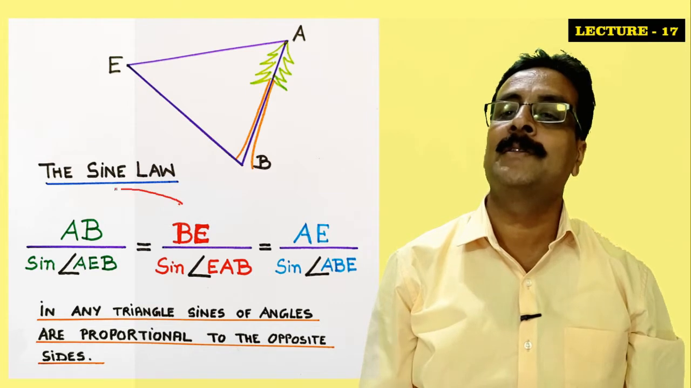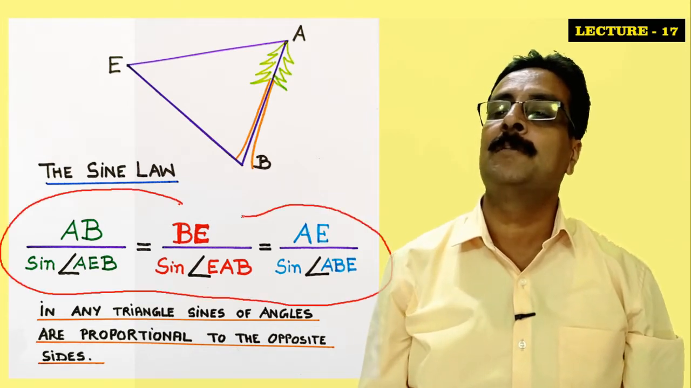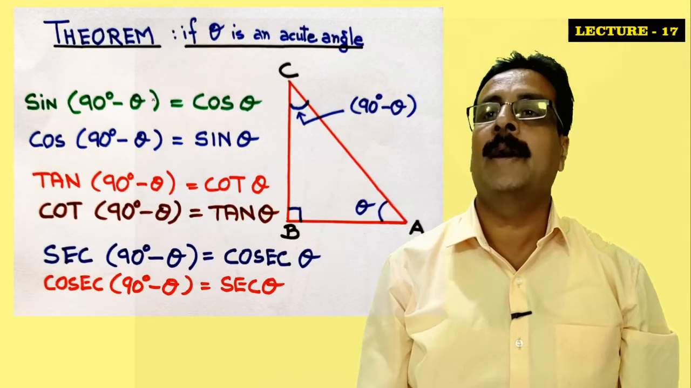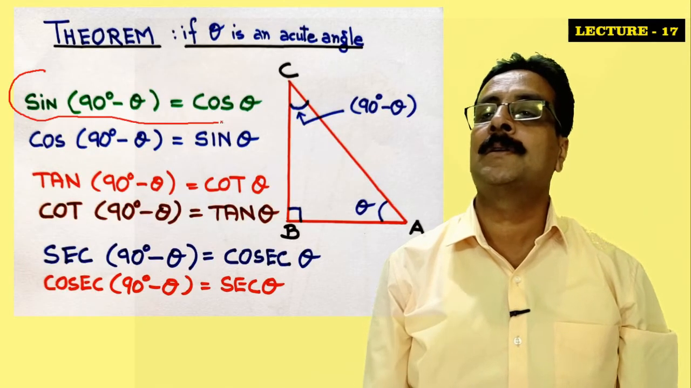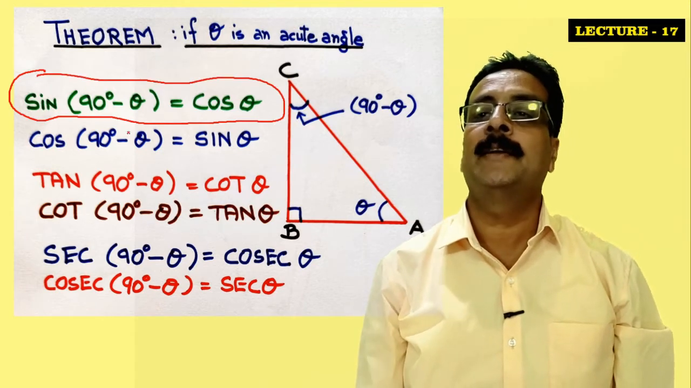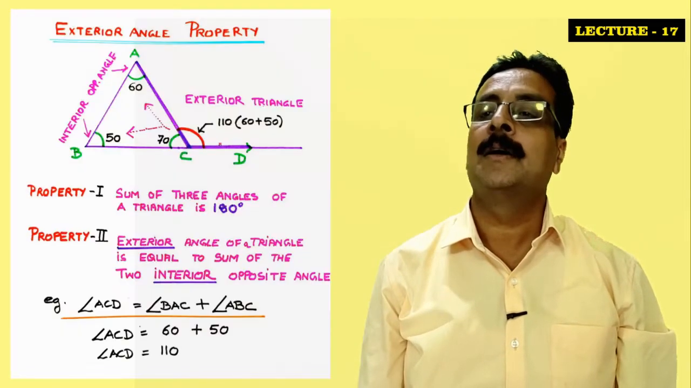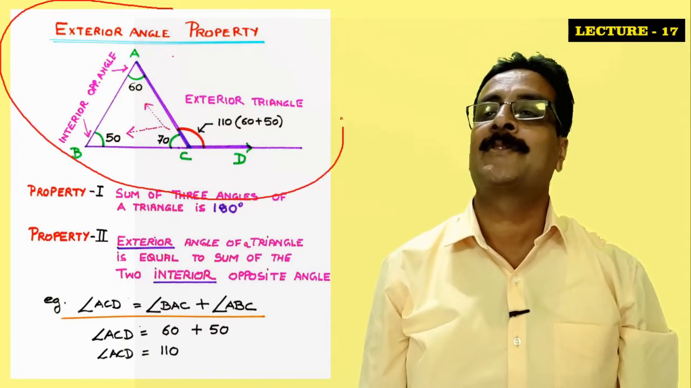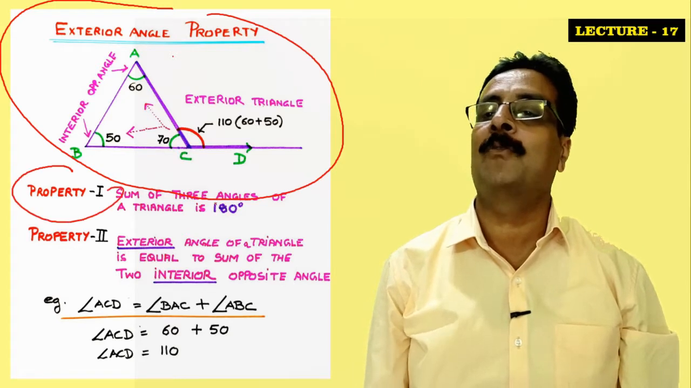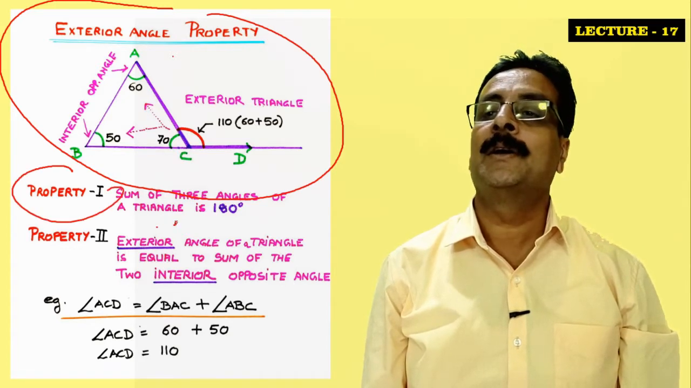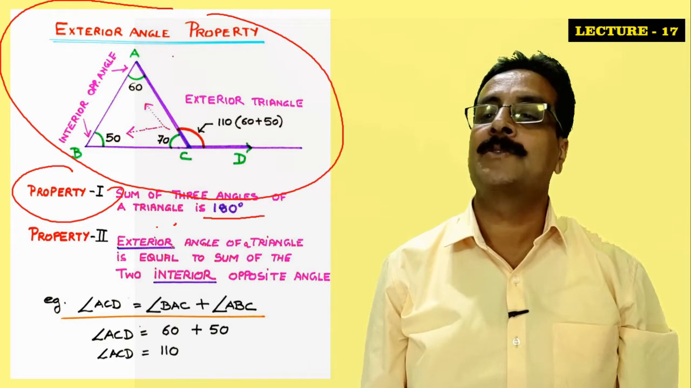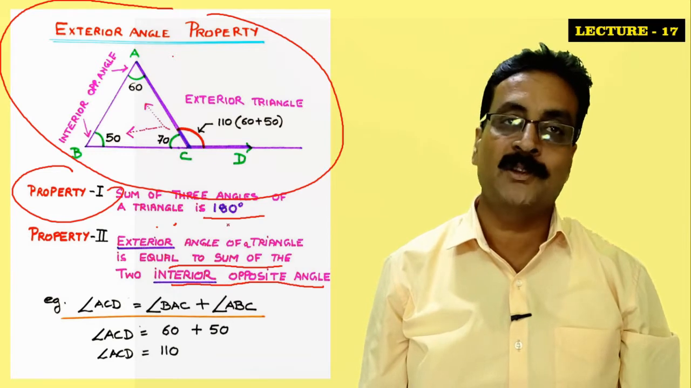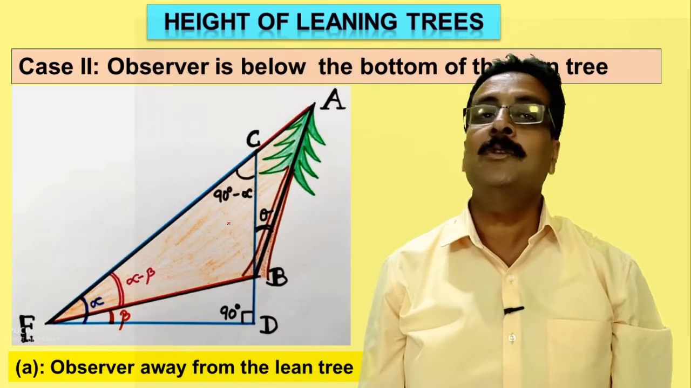These are very important things because they play an important role in the calculation by the trigonometric sine law. Among these, the first one: sine of 90 degree minus theta is equal to cos theta. This exterior angle property is the third one. We should never forget this exterior angle property, where property 1 tells that the sum of the three angles of a triangle is 180, and the exterior angle of a triangle is equal to the sum of the two interior opposite angles. These are the three things to remember.